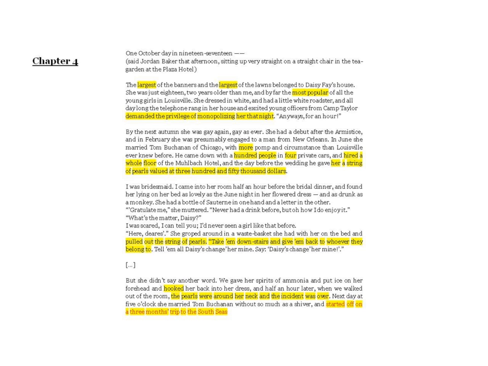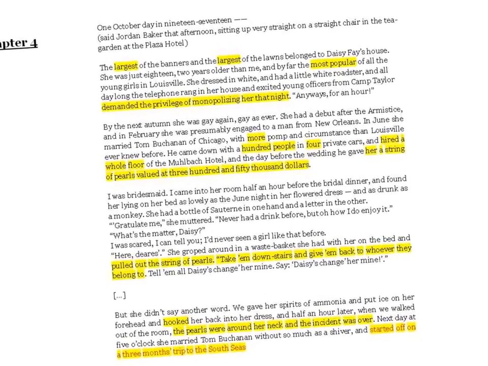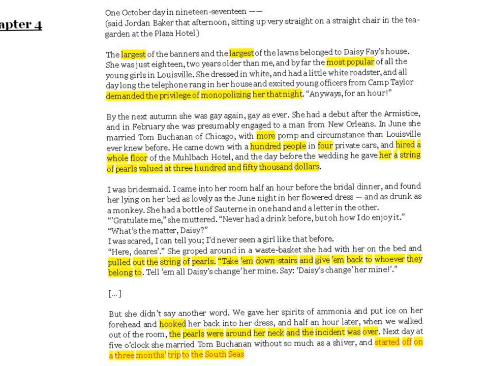If we look closely at the top here, before we get to the string of pearls section, I don't even have to read the entire paragraph. Look at all the stuff in yellow in terms of materialism and excess. I'll just read them in isolation. This is Tom obviously splashing the cash. Don't say that in your essay, that's an awful expression. The largest, the most popular. Look at those superlatives. Largest, most. Then we get comparative adjectives, more pomp, language of quantities and amounts, 100 people, 4 private car, whole floor, and then the reference to the string of pearls, $350,000.